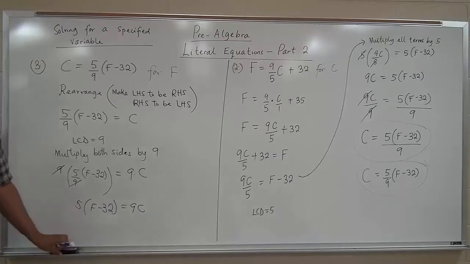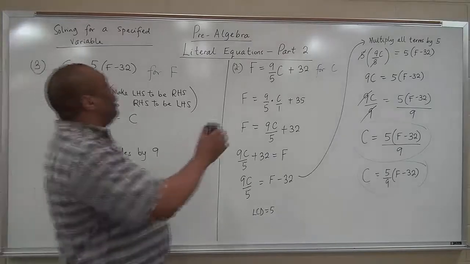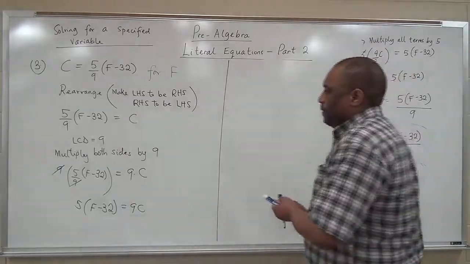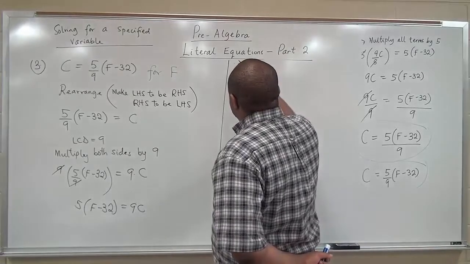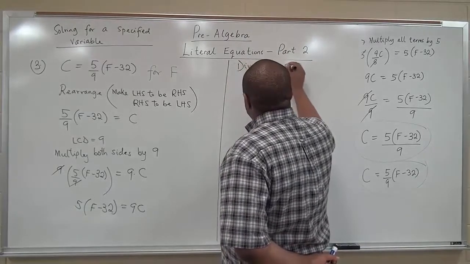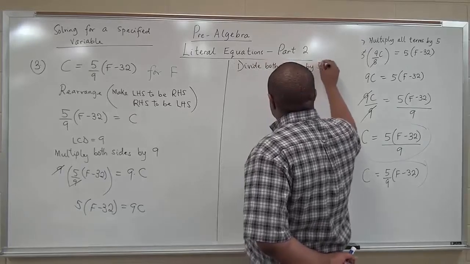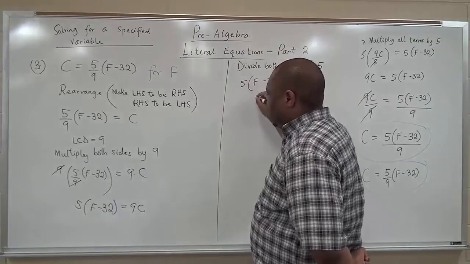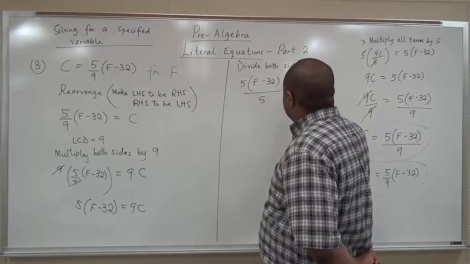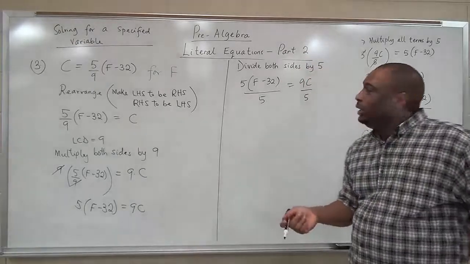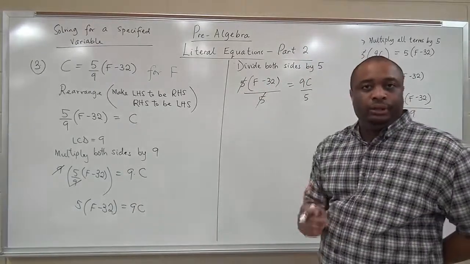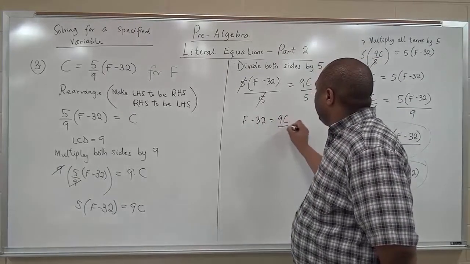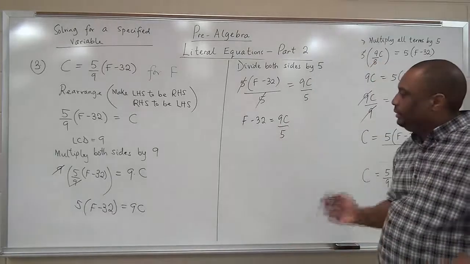And then you can go ahead now and divide both sides by 5. When you do that, you have 5 times f minus 32 divided by 5 equal to 9c divided by 5. So 5 divided by 5 is 1. You now have f minus 32 equal to 9c over 5, or 9 over 5 times c, does not matter.